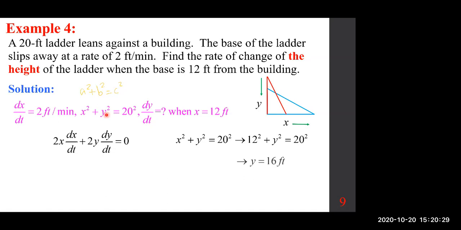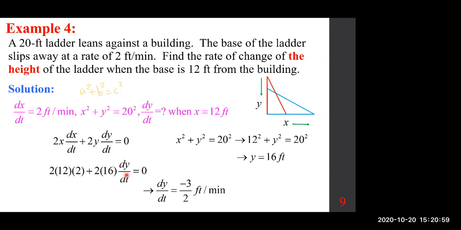I'm assuming this is an easy calculation. Okay, elementary algebra. Y becomes 16 feet. Now we have everything. So we're going to replace x with 12, dx/dt with 2, and y with 16. We find dy/dt. Again, it's an extremely simple elementary algebra calculation. Solve for dy/dt, and you get negative 3/2 feet per minute. Please bear in mind, all the units do work accordingly.